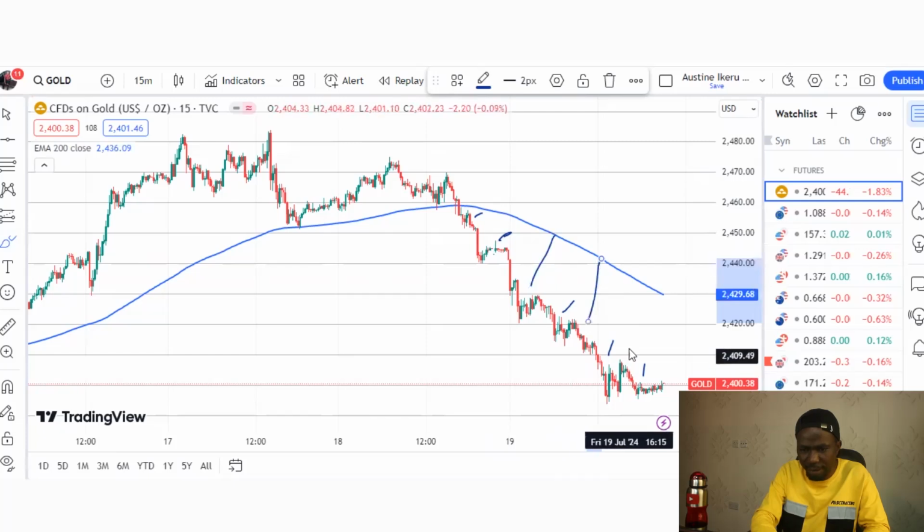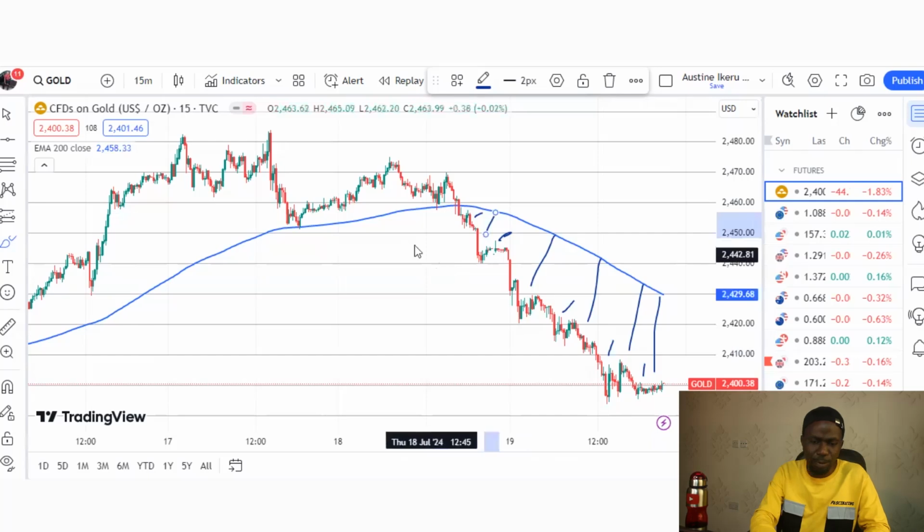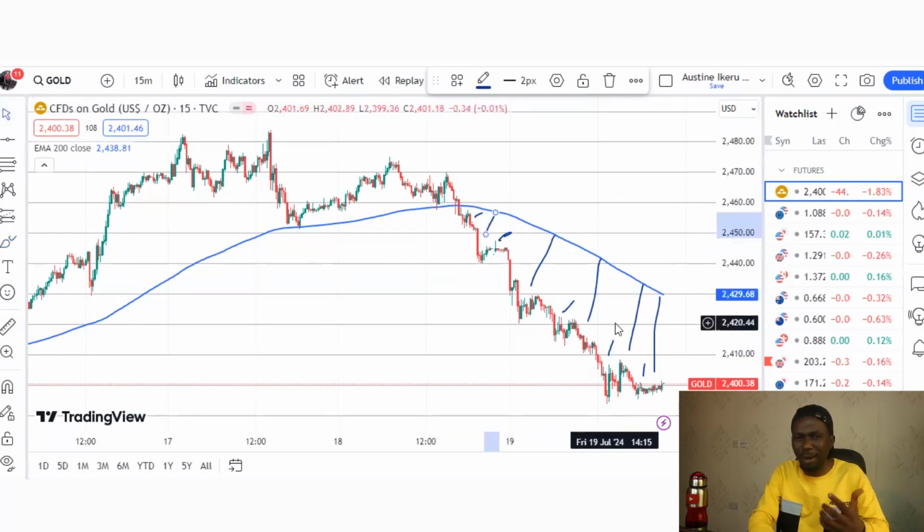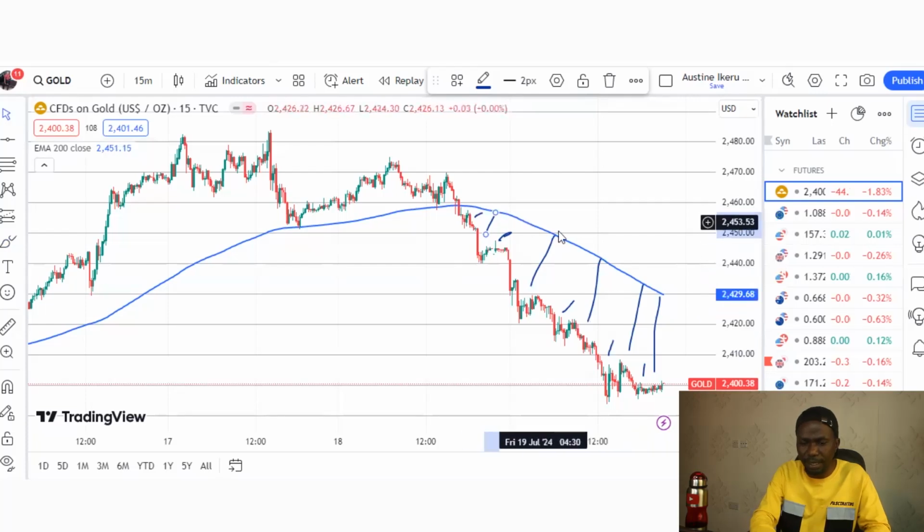You can see how far. Look at the distance. Are you seeing the distance? Right? So now you can clearly see that here the price is very far away from the 200 EMA.